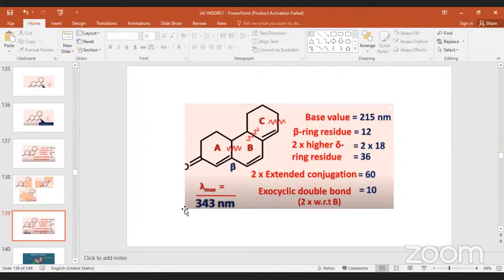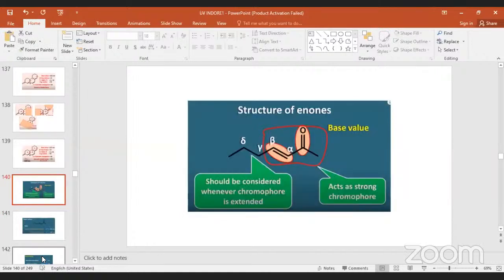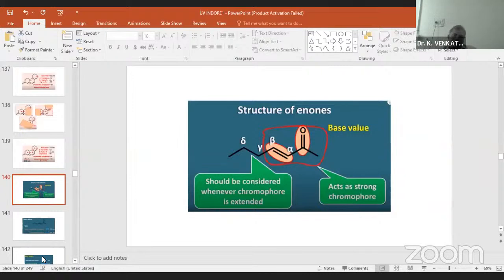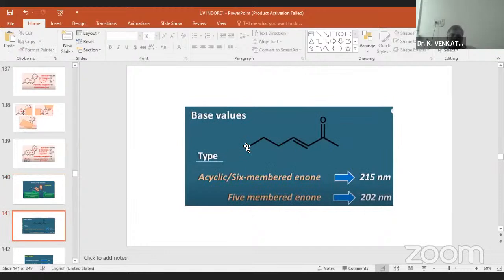No, sir. So next, it should be considered that whenever a chromophore is extended, it acts as a strong chromophore. So this is the structure of the enone: alpha, the ketone near alpha, this is beta, this is gamma, and these are the delta carbons. So for an acyclic or 6-member enone, that time it is 250 nanometers.